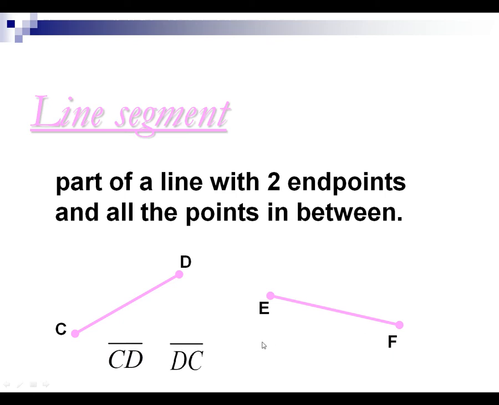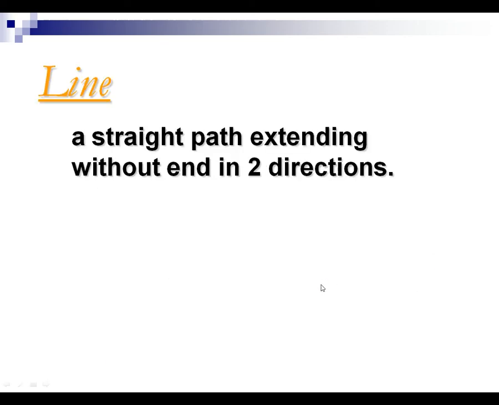Or you can write it the opposite way, line segment DC. Most of the time you want to write it in alphabetical order, but you can flip it and write it the other way. So there are two different ways to write this one. For line segment EF, you can also write line segment FE. You can write it either way. The preferred way is alphabetical order, but either way is fine. You just got to make sure you know to put the line over it.